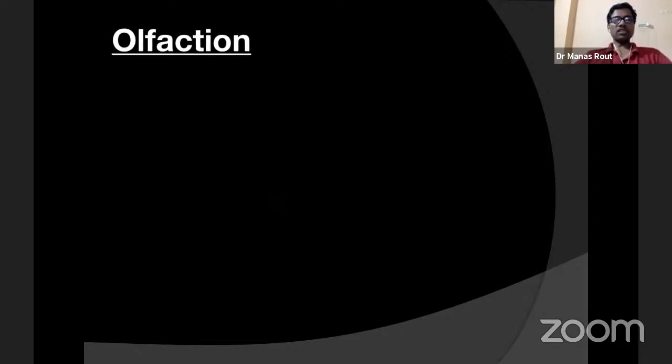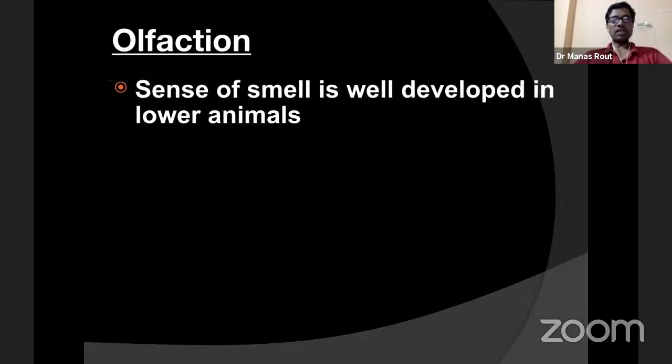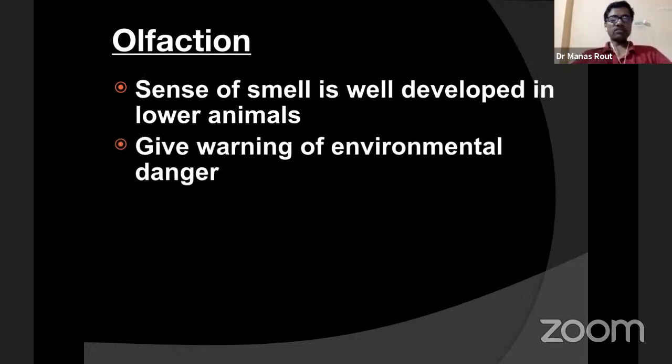The next is olfaction. It is less important for a human being, but it is more important for lower animals. Why? The sense of smell is well developed in lower animals. What is the function? It gives warning of environmental danger. You can see some of the animals are so active. They can smell things from a long distance, like dogs. This mainly protects the animal. It has a protective function.